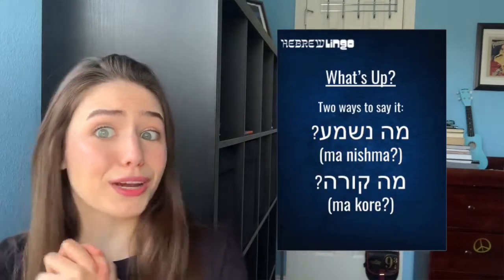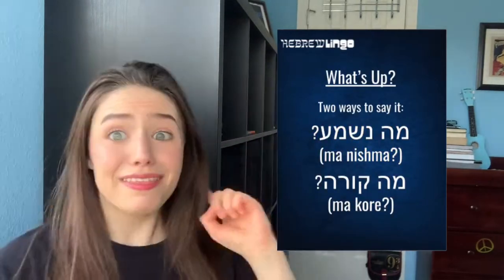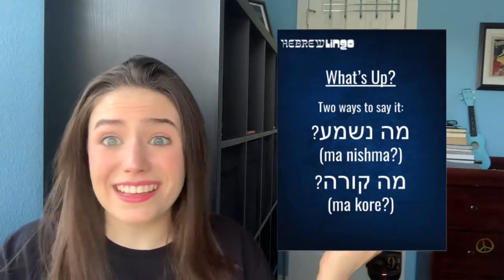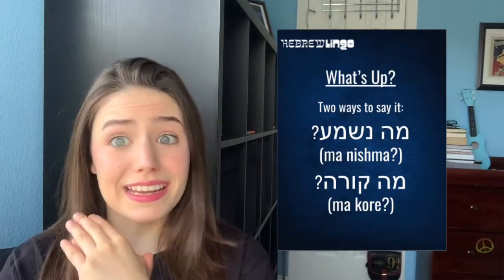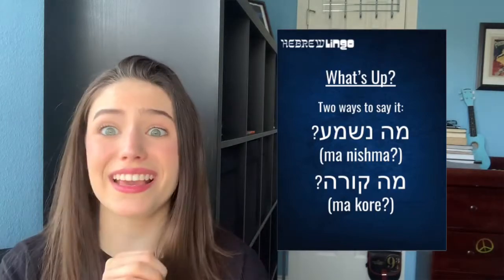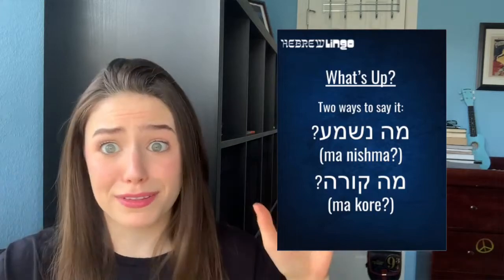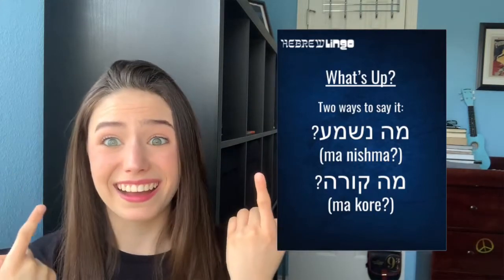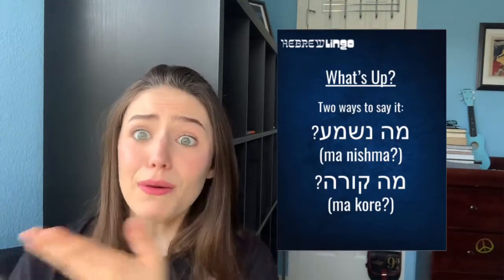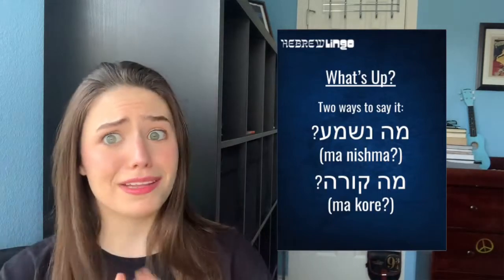Continuing with the word ma, we're going to learn two ways to say what's up. These are both gender neutral, so they're applicable to any situation. So the first way you could say it is ma nishma. And the other way you could say it is ma koreh. It's kind of funny because nishma and koreh actually mean separate things in Hebrew except when combined with ma. So ma nishma technically means what will we hear, while ma koreh actually means what's happening.